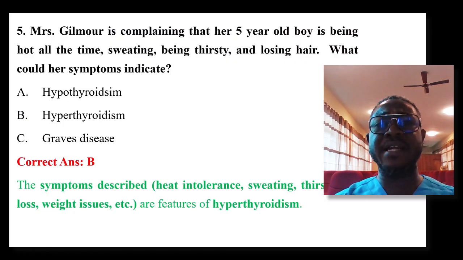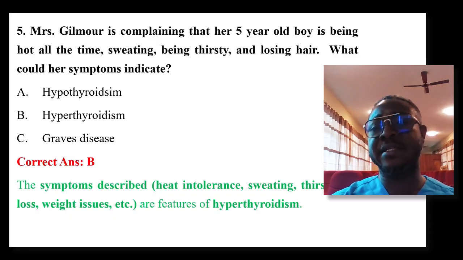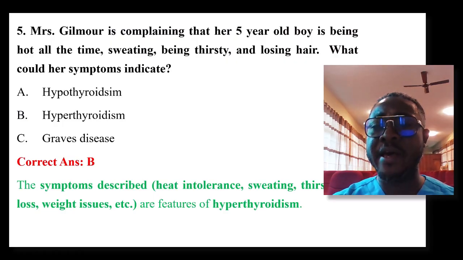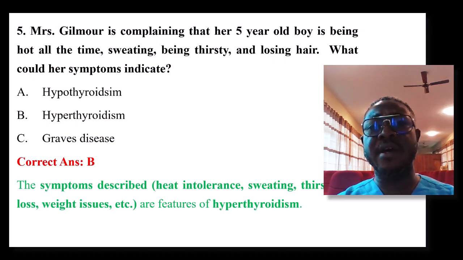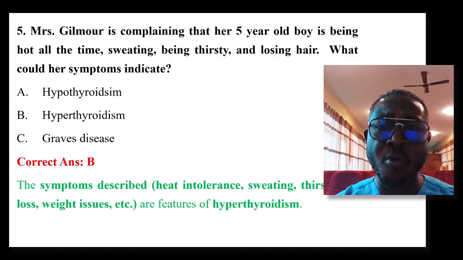And since the child is feeling hot, the negative feedback mechanism, or the body's own way of correcting, is what? Sweating to cool it down. And with the sweating, you are also losing fluid. And so the body will cause you to increase thirst. And that is why in hyperthyroidism there's heat intolerance, excessive sweating, and then being thirsty. And the thyroid hormone in hyperthyroidism is also associated with losing hair.